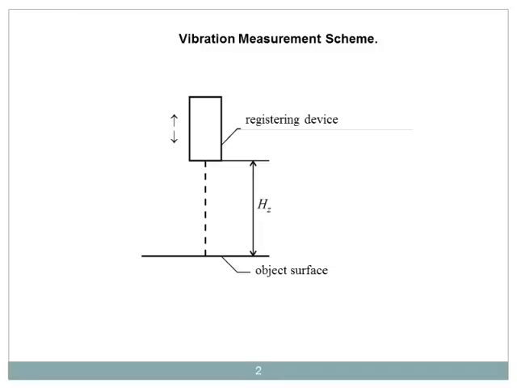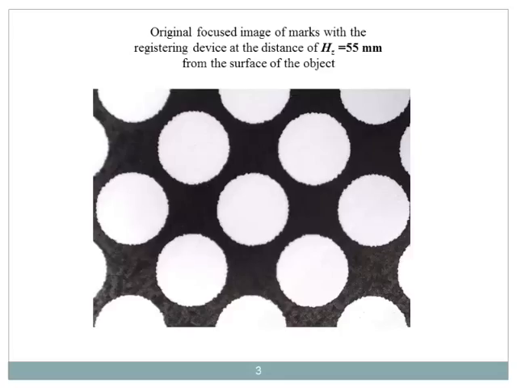The mark image is recorded by a distant device, for example a digital camera, placed at distance h from the object surface. The object plane is the plane containing the mark in the absence of vibration. The recording device records the mark image with and without vibrations.